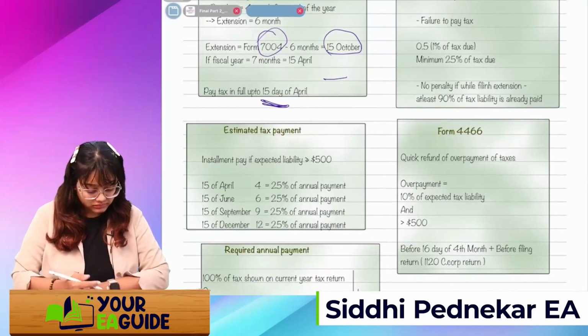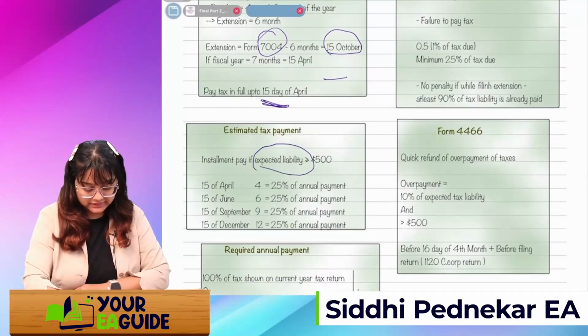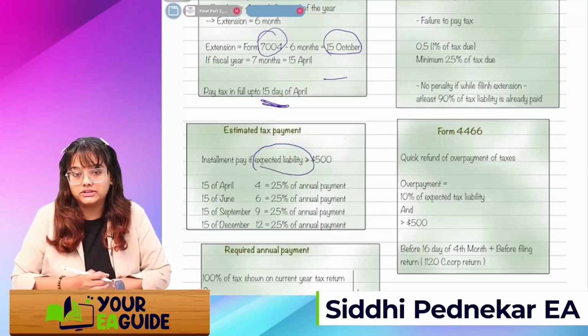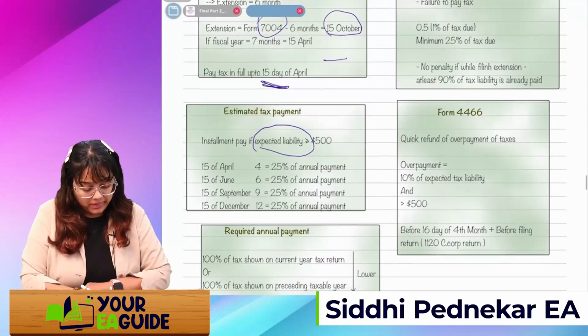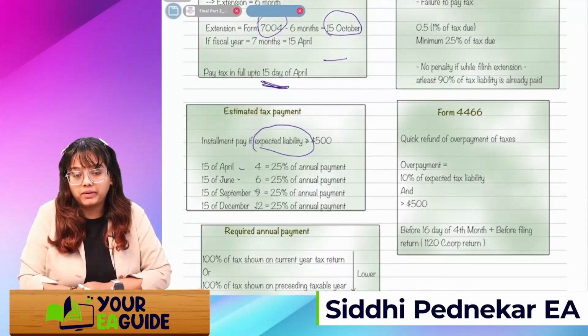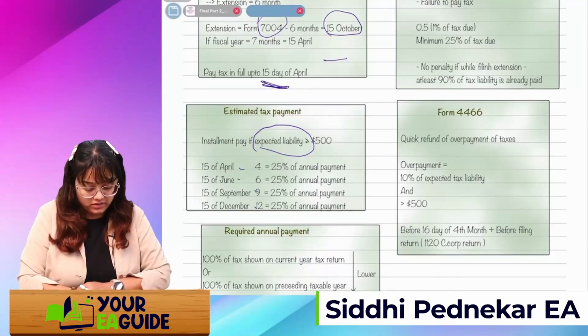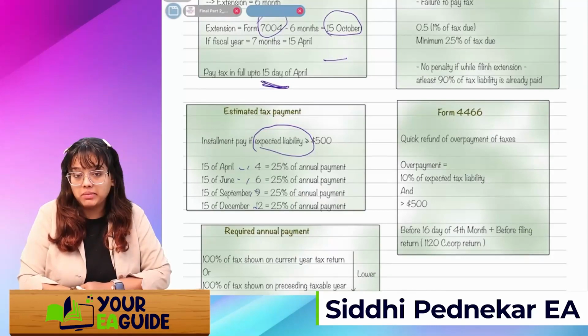If the expected tax liability is more than $500, then they'll have to pay estimated taxes. How will the estimated tax be paid? It will be paid at the end of each quarter till the 15th, like 15th of April, 15th of June, September, and 15th of December, right? 4, 6, 9, 12, I can say the months.